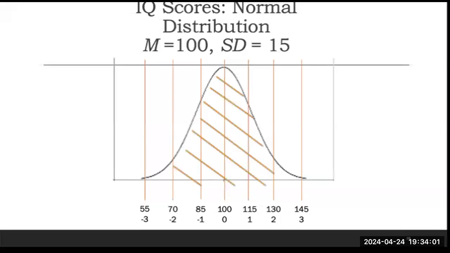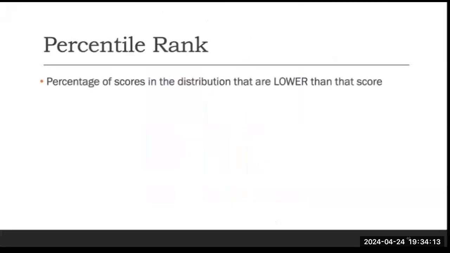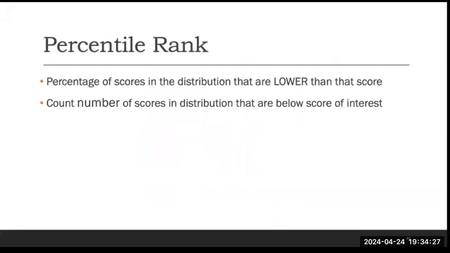So homework 5 is calculations. It's mostly calculations and reviewing of this normal distribution rule. Percentile rank is another calculation that hopefully you remember from your Math 63 class. With percentile rank, we're just talking about the percentage of scores in the distribution that are lower than a particular score. So how do you calculate it?